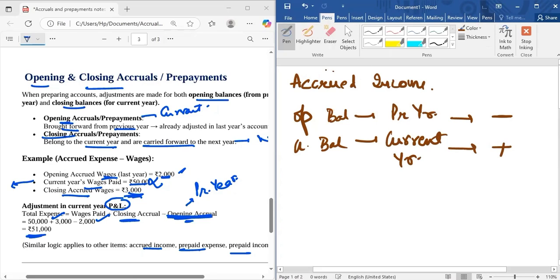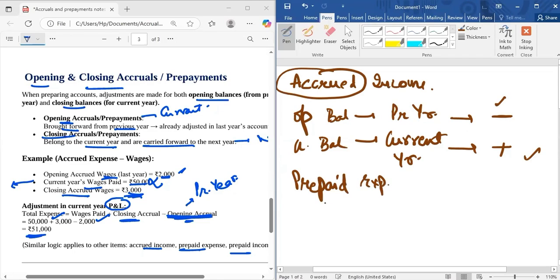Okay. So remember, for accrued, whether it is income or an expense, always add the closing balance and deduct the opening balance. And you should know the logic also, or you can memorize it, but it is better to know the logic. Now see, prepaid expenses. Prepaid expenses would work in the reverse direction. Here we deducted the opening balance, so in case of prepaid expenses, we will add.